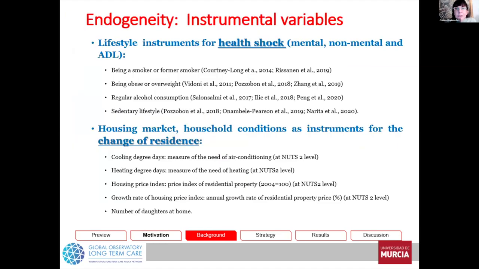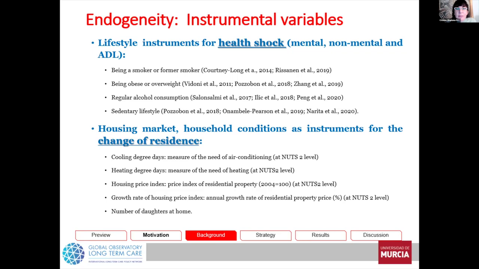Also, we have to pay attention to endogeneity problems. For example, when the incidence of a health shock is a regressor in an equation for change of residence, you may face a problem of endogeneity. I will explain that in more detail afterwards, but we have proposed the following instruments: being a smoker or former smoker, being obese or overweight, regular alcohol consumption, and sedentary lifestyle. And also, when you introduce the change of residence in the equation for the ratio of home value with respect to total wealth, you may have a problem of endogeneity.